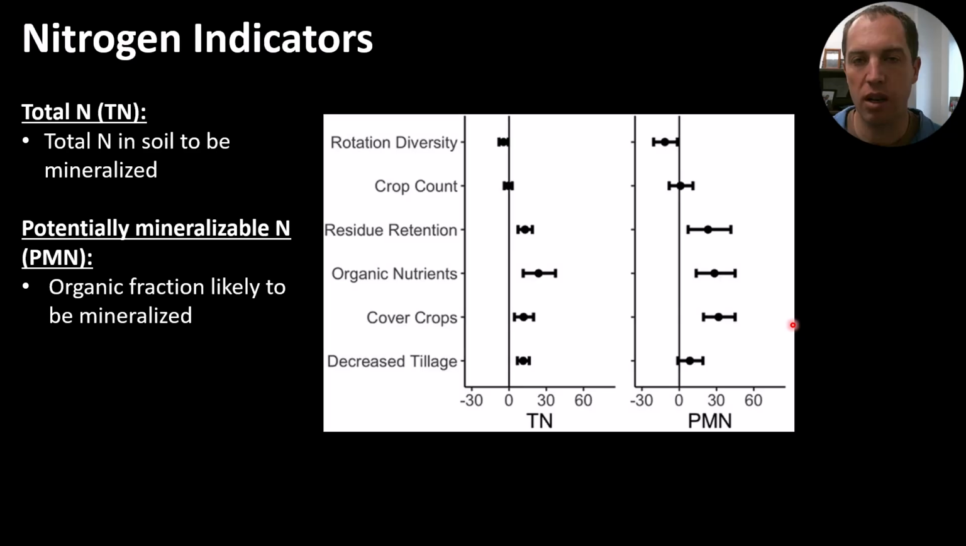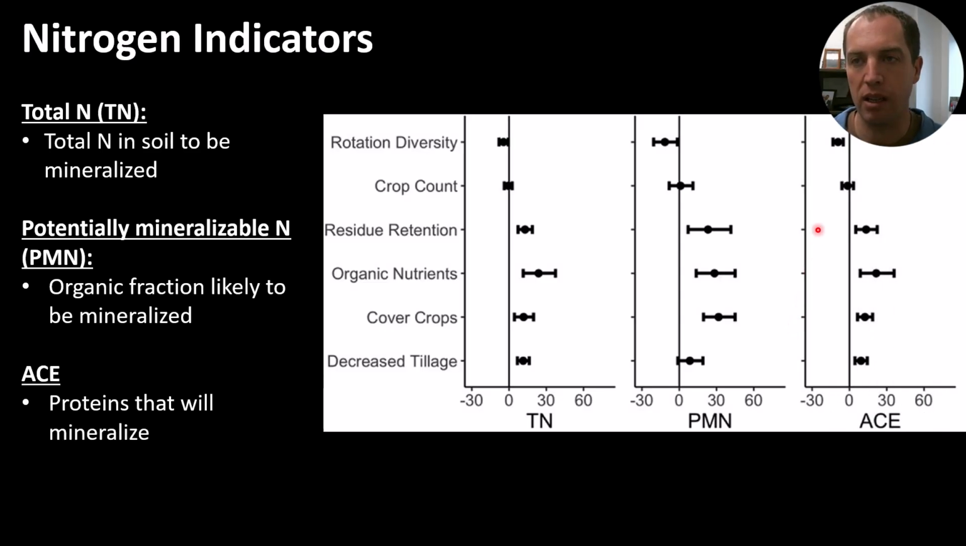So when you're adding manures, compost, anything like that, or keeping crops on the soil surface by not tilling it in, that's when we're increasing that mineralizable N capacity. Same thing with this ACE protein, easily mineralizable N. We see that same trend here as well.